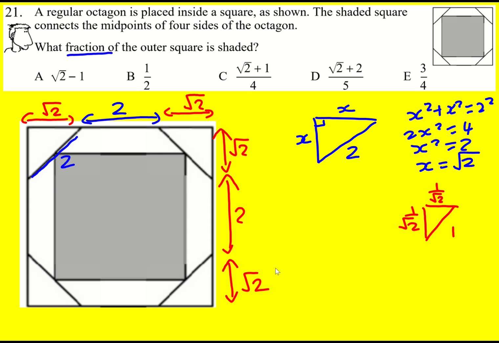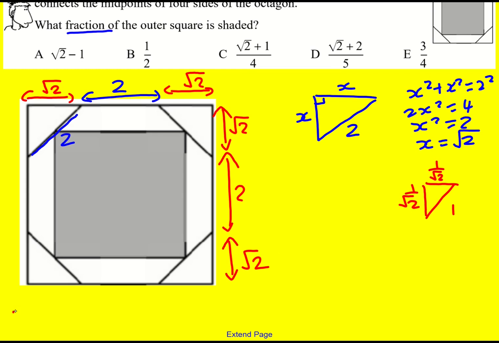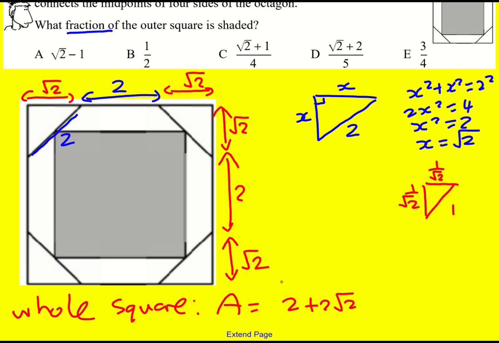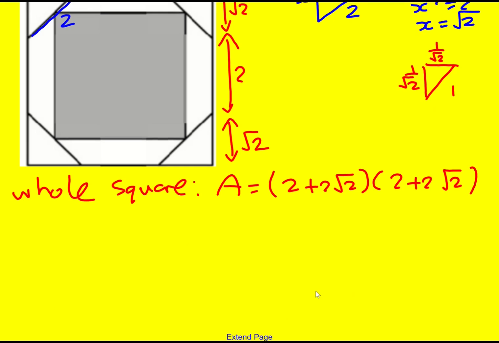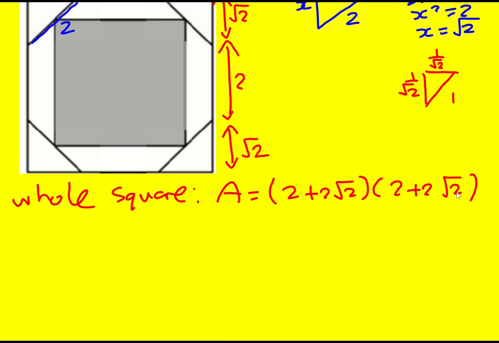Okay, so let's look at the whole square. The area is going to be 2 plus 2 root 2, because that is the height, times 2 plus 2 root 2. So I'm squaring it. I'm going to write it as a double bracket. Rather than having fractions, I end up with multiples of surds, but it's absolutely fine.